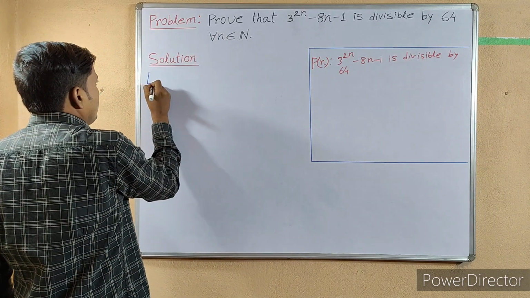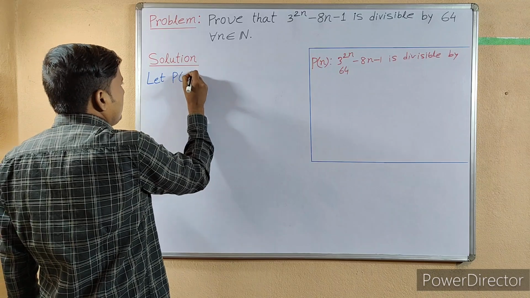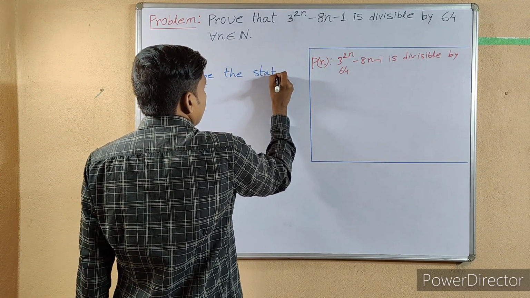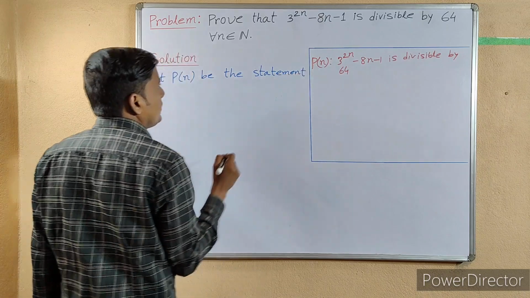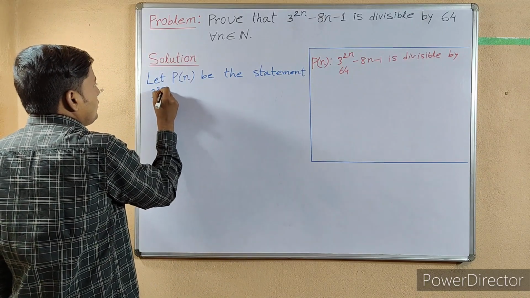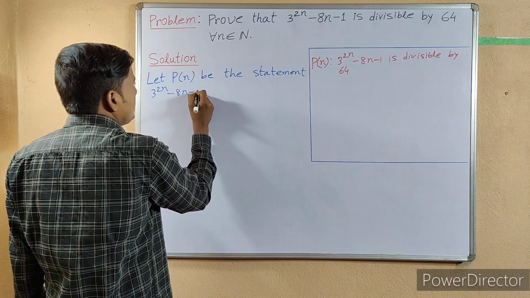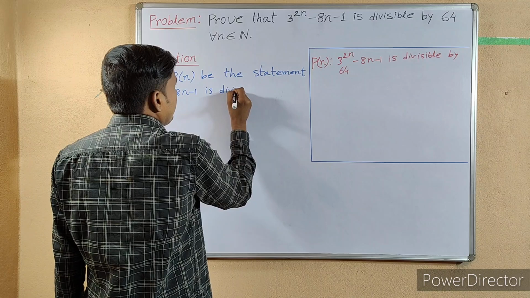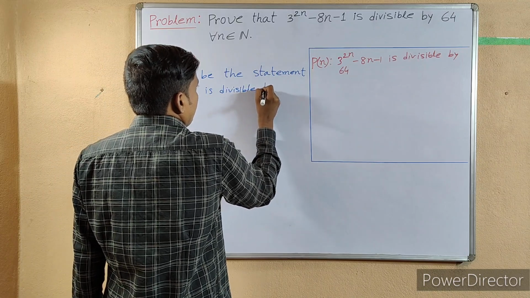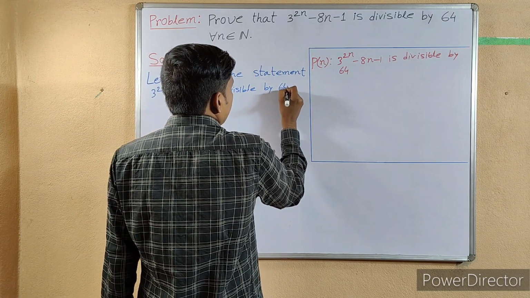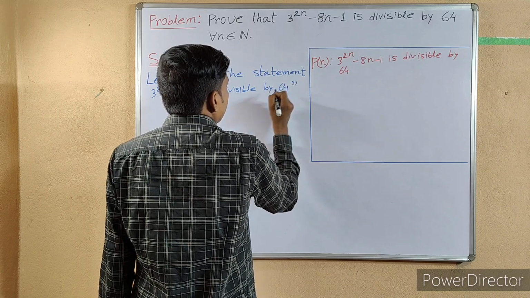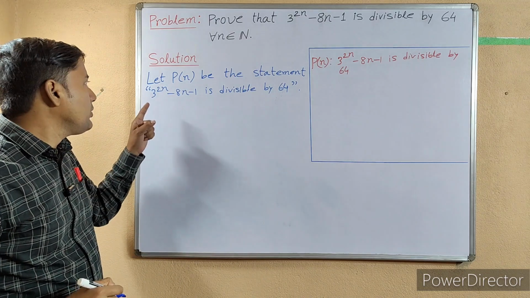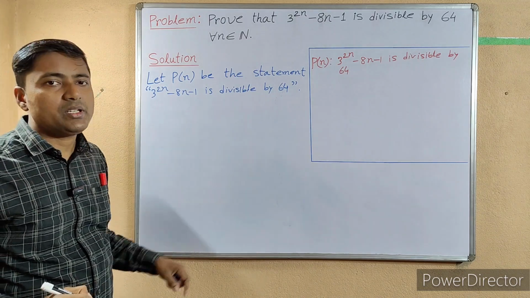Let Pn be the statement "3 to the power 2n minus 8n minus 1 is divisible by 64". Here we use double quotation marks for the statement.